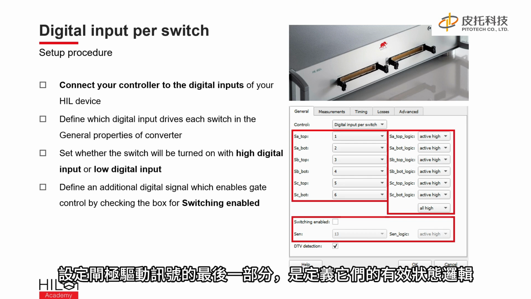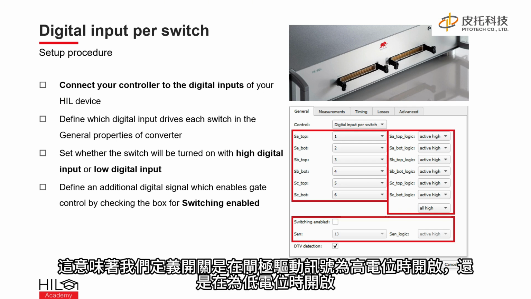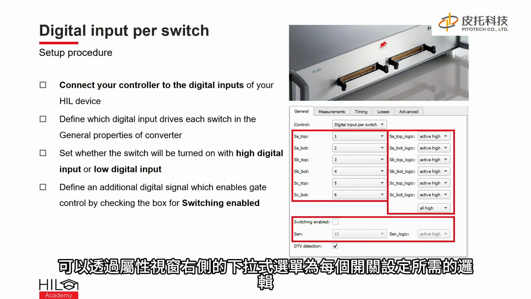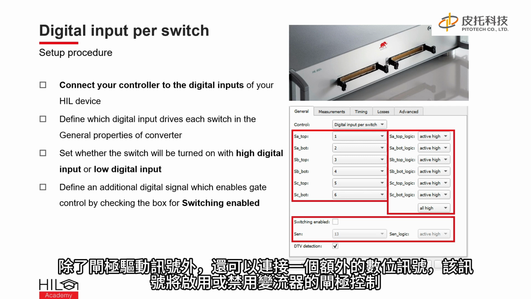The final part of setting up gate drive signals is defining their active state logic, meaning we define whether the switch will be on when the gate drive signal is high or when it is low. You can set the desired logic for each switch in the drop-down menu on the right side of the property window. In addition to gate drive signals, we can connect an additional digital signal which will enable or disable the gate control of the converter.